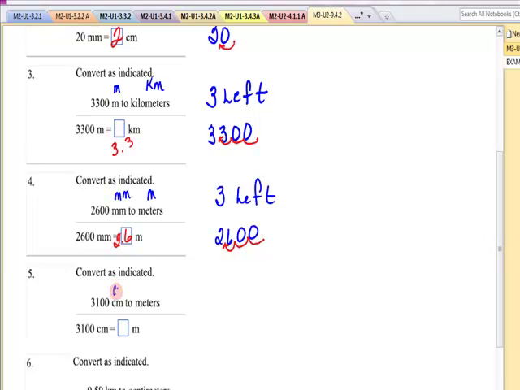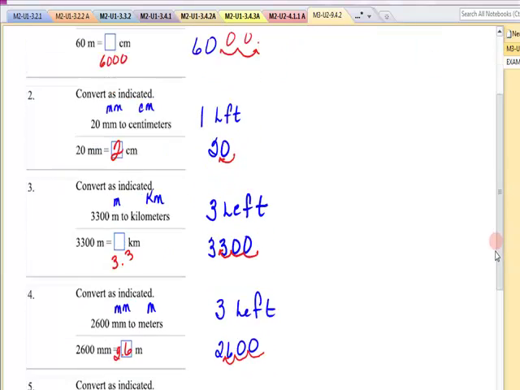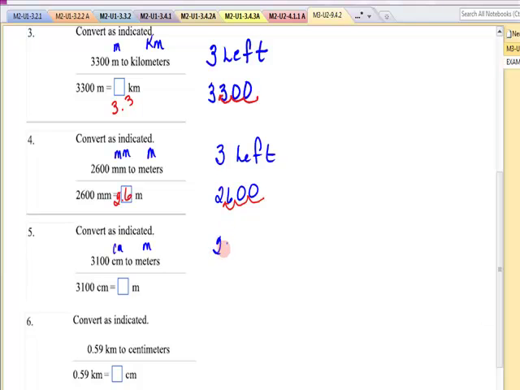Next one, centimeters to meters. Back to the chart. Centimeters to meters is 1, 2 to the left. It is 2 left. So I'll write down the number, which is 3,100. Its decimal point is right here. I'm going to move that decimal point 1, 2 to the left, and I should get 31 meters.